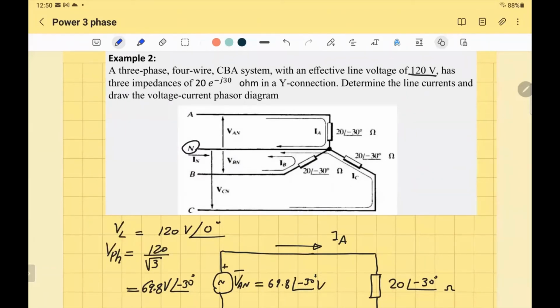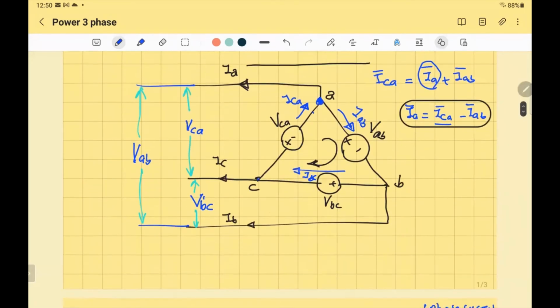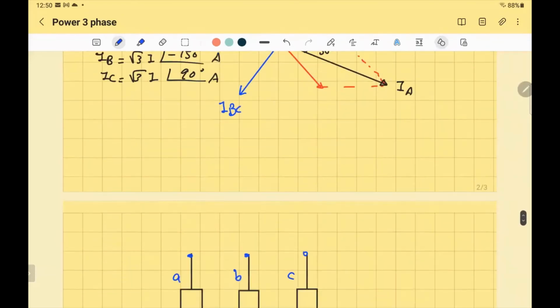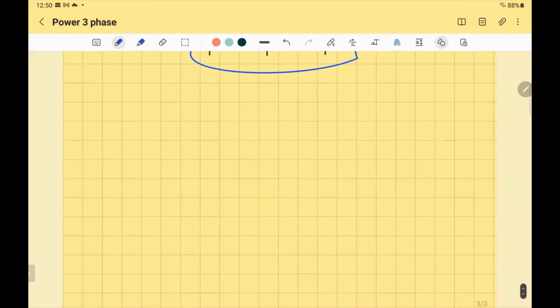You're going to have to solve two or three circuits. But there is a way. Do you have an idea what the way is to make it easy and simple like the star connected load? Let me just give you an example. If I take the same problem here and I ask you to solve it and get the current in every line.